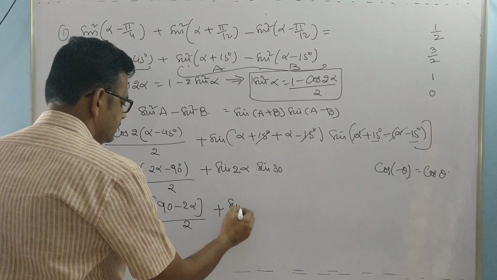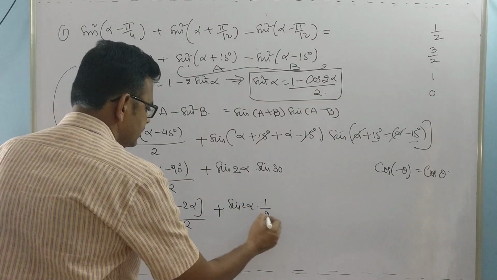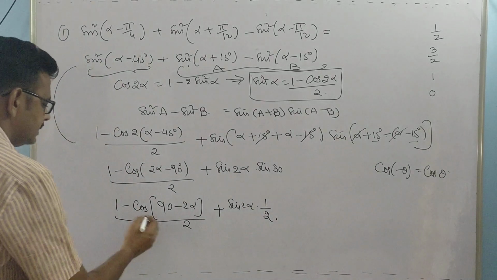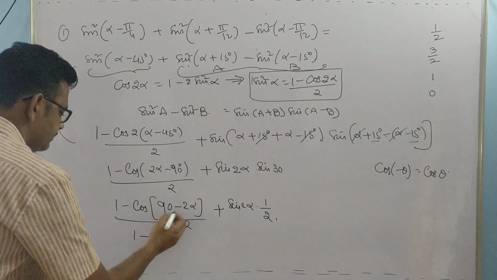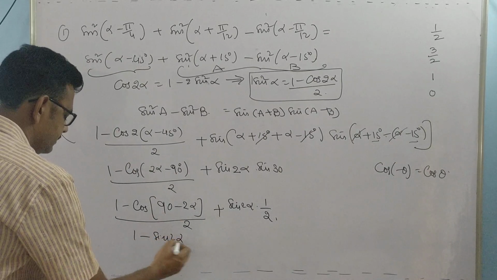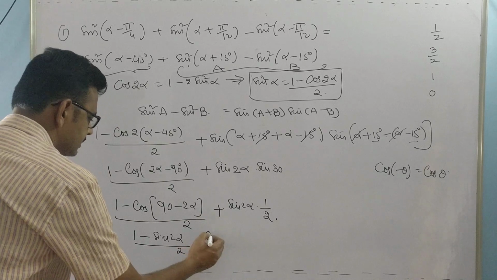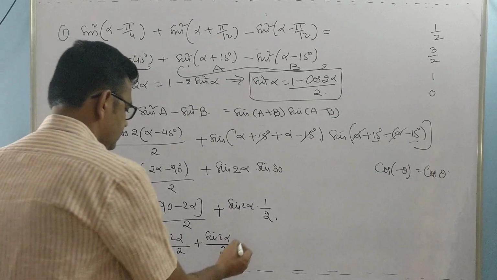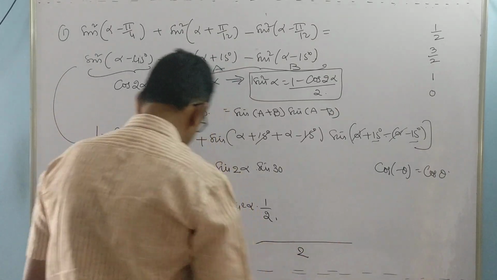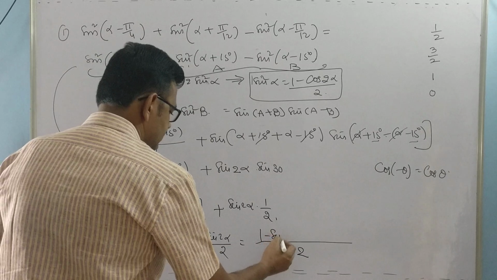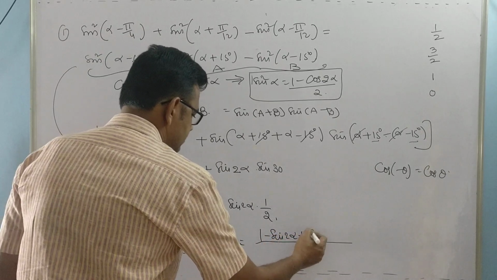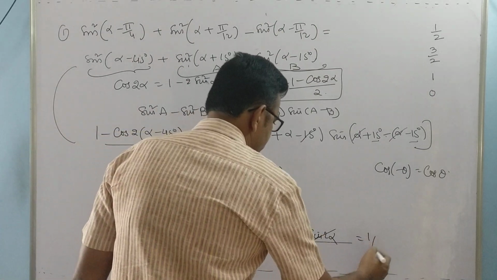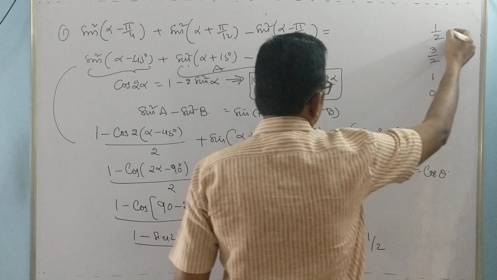Plus sin 2 alpha into sin 30, which is 1 by 2. So 1 minus sin of 90 minus, the cos of (90 minus 2 alpha) is sin 2 alpha, by 2, plus sin 2 alpha by 2. Now the LCM is 2. So this is 1 minus sin 2 alpha plus sin 2 alpha, the sin 2 alpha gets cancelled, that is equal to 1 by 2. So 1 by 2 is the answer.